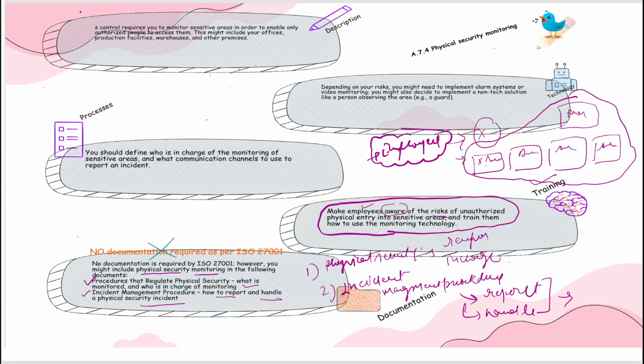Okay. So I think we have talked about this control quite deeply, and we now have some clarity on this control. Now moving to the next control.